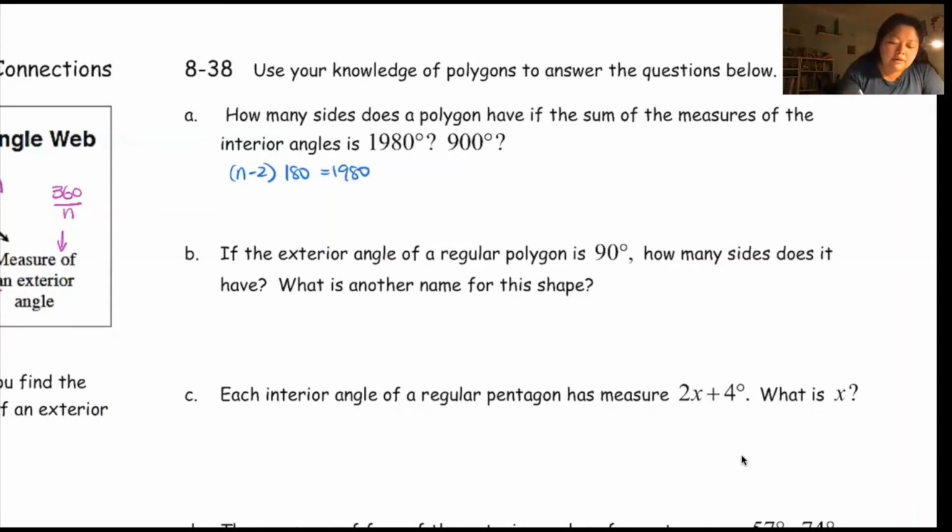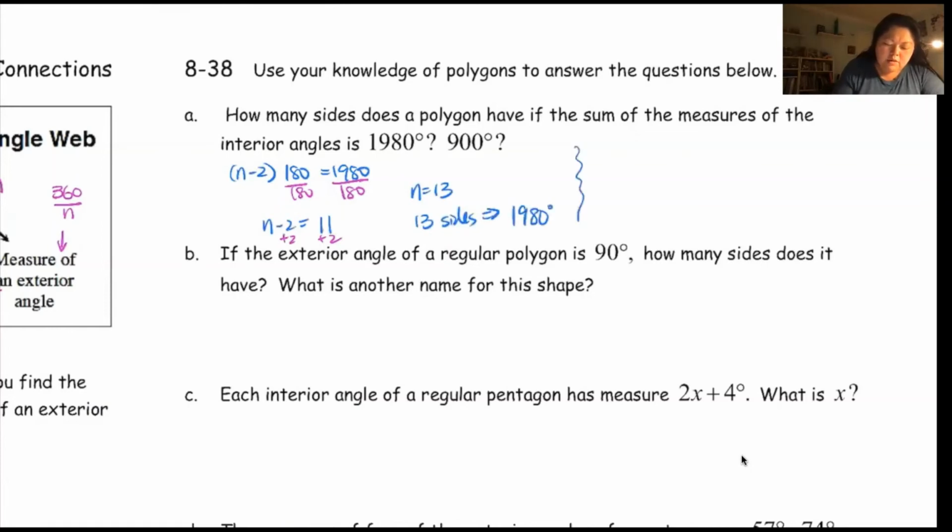You can actually start by dividing it out, so you don't have to work with such big numbers. So you get n minus 2 equals, what's 1980 divided by 180? That will give me 11. Then you add 2 on both sides, so you get n equals 13. So 13 sides has a sum of 1980 degrees.